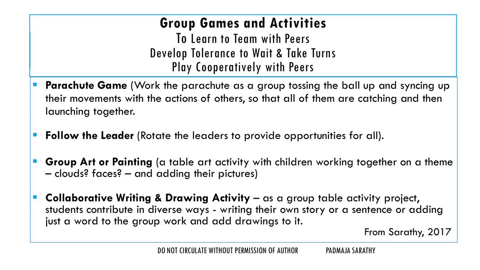So one of the games you can use is the parachute game, so that they're working cooperatively together, and they follow the actions of each other, and they're tossing the ball or some object that you put in the middle of the parachute as they are tossing it up and down. And one of the other things that you can use is follow the leader, and make sure that you rotate the leader so that all children have the opportunity. And certainly those children who have difficulty following rules should get a chance to be the leader so that they can experience that.